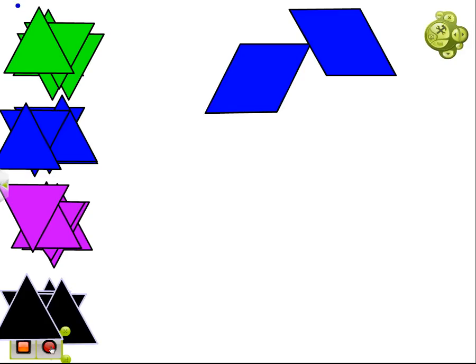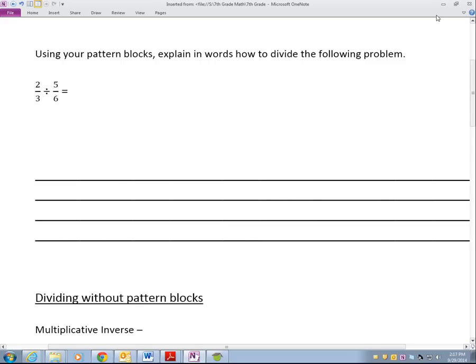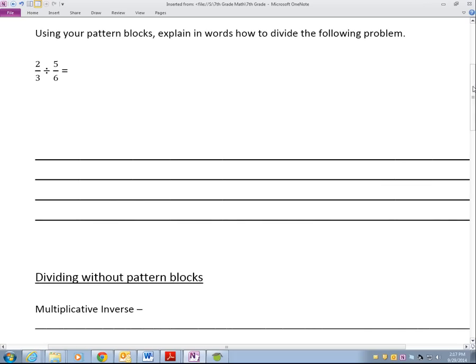Now, today is the second day of dividing fractions. It is 6.4 in the book, and I call this one Dividing Fractions Easy Mode. Exactly. You guys learned how to do it the hard way because you needed to understand it. Now we're going to figure out a couple other ways of doing it. But first, we have to graduate from the pattern blocks.